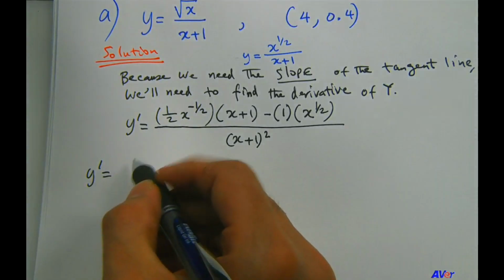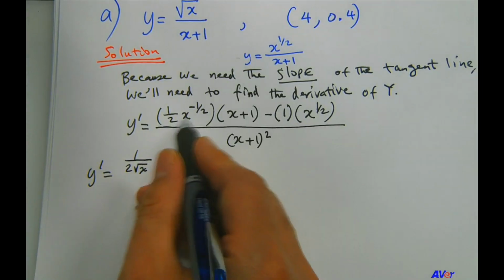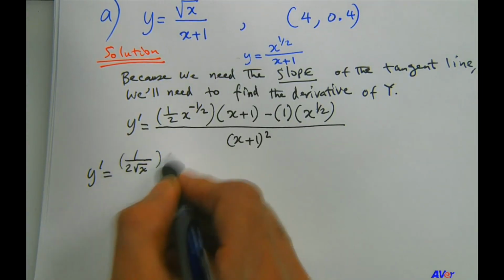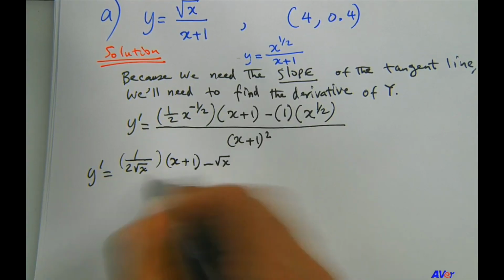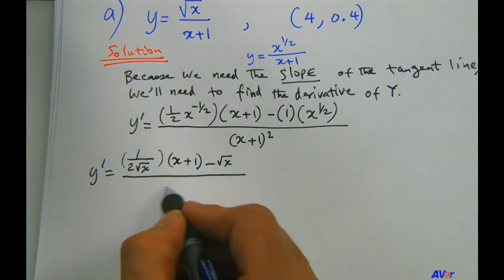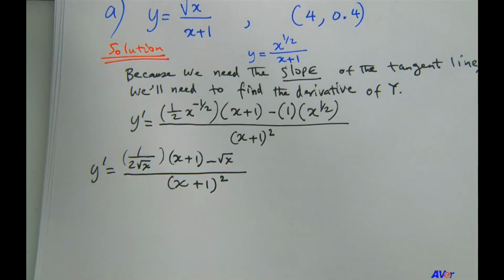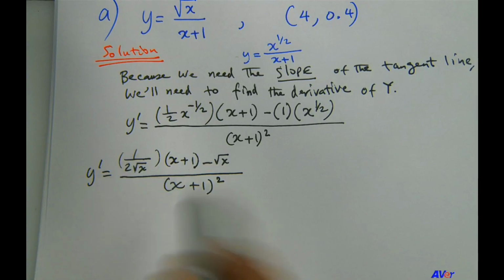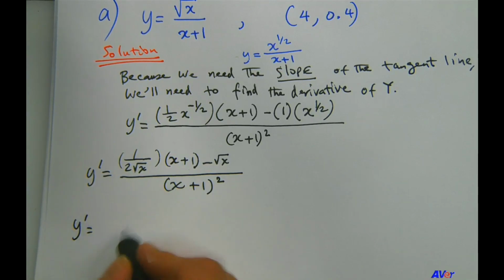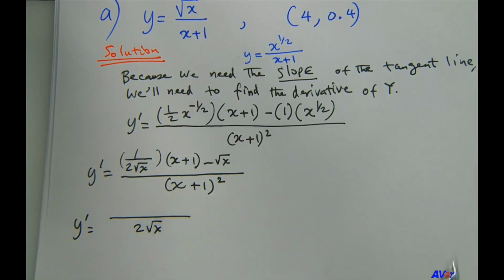We have y prime equals 1 over 2 square root of x, right? That's what that is, times x plus 1 minus square root of x, of course. All of that divided by x plus 1 squared. So let's find the common denominator here, which would be 2 square root of x, because we have a complex fraction here.